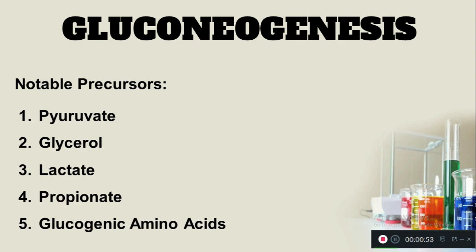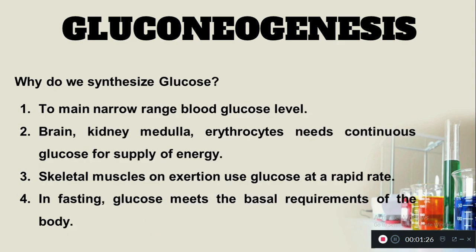And what are the substances needed for gluconeogenesis? The precursors. First one is pyruvate, second glycerol, third lactate, fourth propionate, fifth glucogenic amino acids. In this video, we are going to see only how glucose is produced from the pyruvate molecule. In the next videos, we will see how glucose is produced from other substances like glycerol, lactate, propionate, and amino acids. Now let's see the steps in pyruvate conversion to glucose. Before that, we want to know why we need glucose.